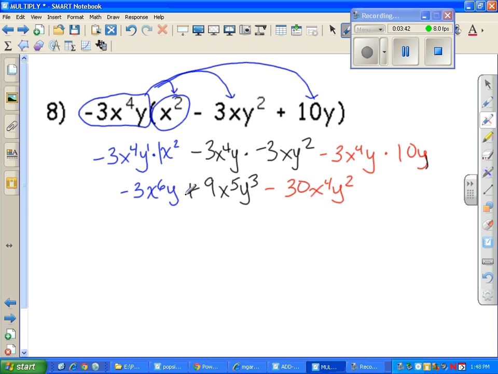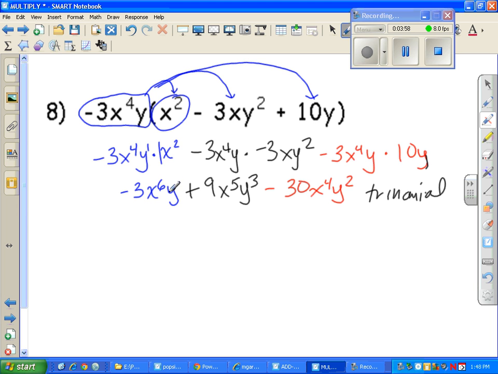At this point, we want to look for any like terms. Here I have x to the sixth y, x to the fifth y to the third, and x to the fourth y squared. So there are no like terms. So that means our answer will have 3 terms in it. It's a trinomial. Our product is a trinomial.